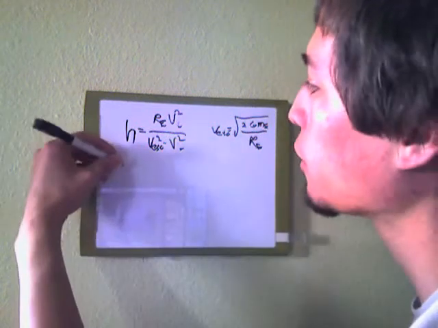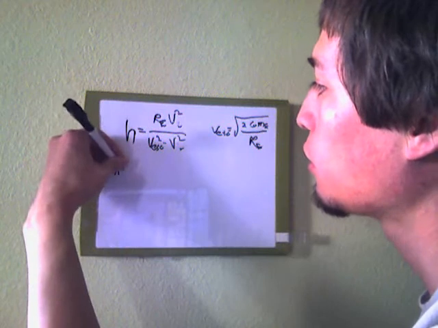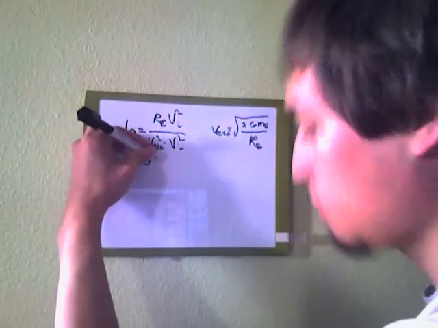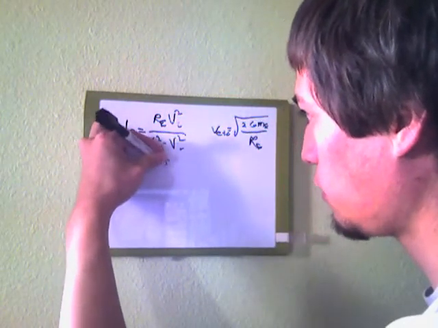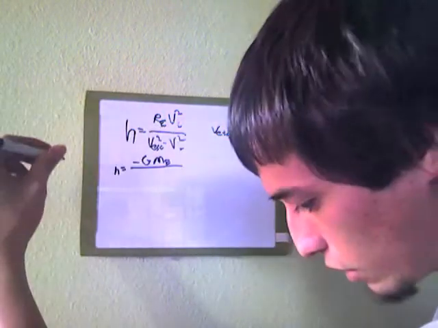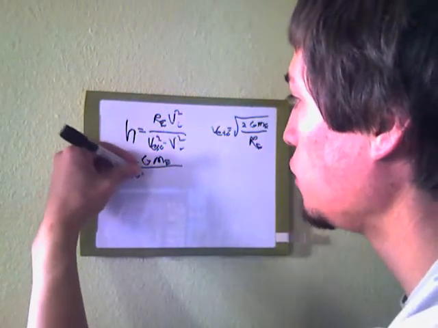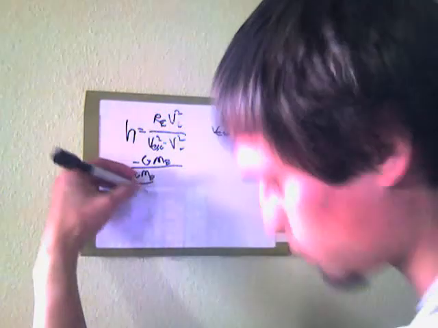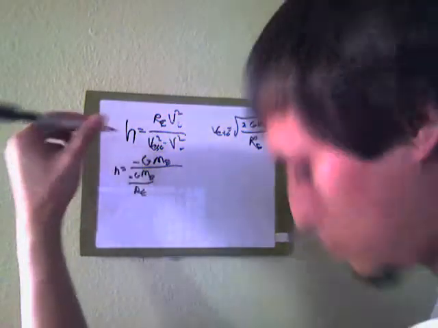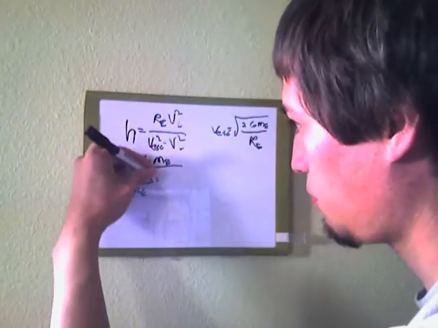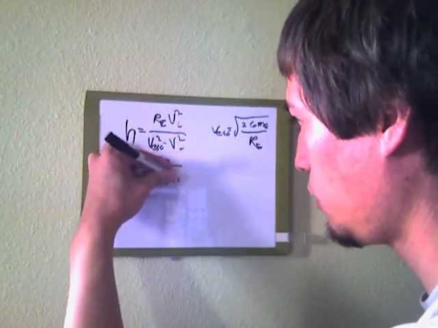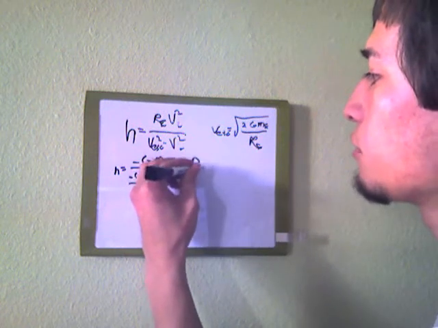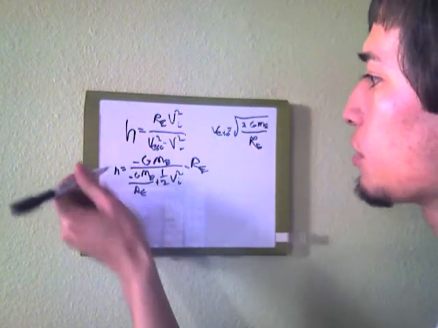This is done by multiplying Re plus h out and then just subtracting the radius of the Earth from it. So you get negative G mass of the Earth divided by negative G Me over Re plus 1/2 vi squared. And then actually we have also negative Re out here because it was Re plus h.